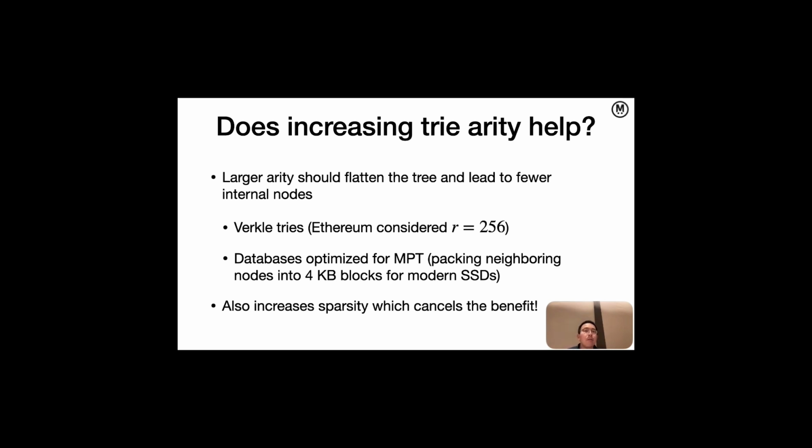And also there have been attempts to resize the nodes of Merkle-Patricia tries so that they fit into individual 4 kilobyte blocks for SSDs. For some reason, if you do that, then SSDs become slightly faster, right? The issue with this thought is that when you increase the sparsity, yes, you are trying to make the tree better, but meanwhile, you're also making it even harder for nodes to get filled. You're increasing the sparsity, which cancels the benefit.